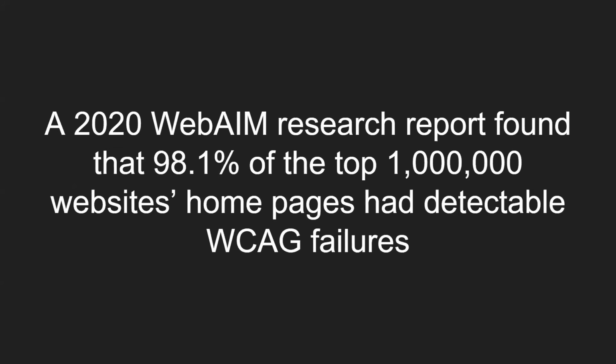So a 2020 WebAIM research report found that 98% of the top 1 million website homepages had detectable WCAG failures. The WCAG are basically the ones who make the accessibility guidelines. I believe it's 2.1 or 2.2 now, the latest version. But if you Google that, you can find out what the guidelines are, and they will help you to figure out how you can improve a site based upon their guidelines. But 98% is shocking. I think if they were to look at forms, it'd be just as high as well.